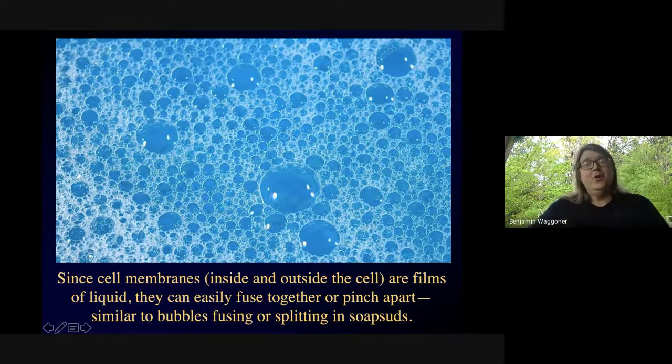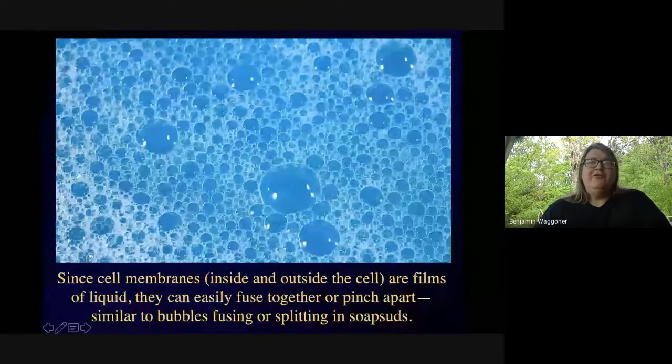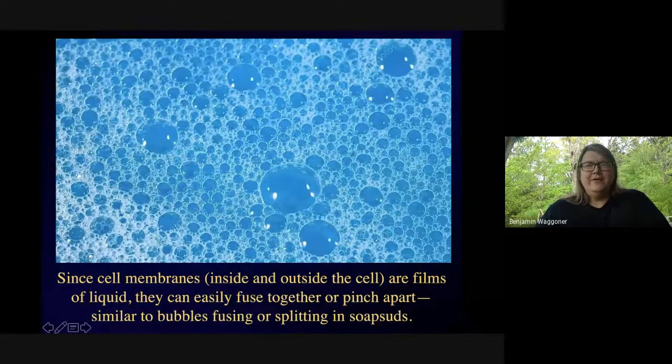But if you look at soap suds, you'll be able to see small bubbles that will periodically come together and fuse into a bigger bubble. You could also, by poking them, I guess, make bigger bubbles and make them split into smaller ones. Bubbles can always come together and can always pinch apart. And it's the same for a cell membrane and also for the membranes inside a cell. Because they are these two-dimensional films of fluid, they can easily pinch apart and easily come together.